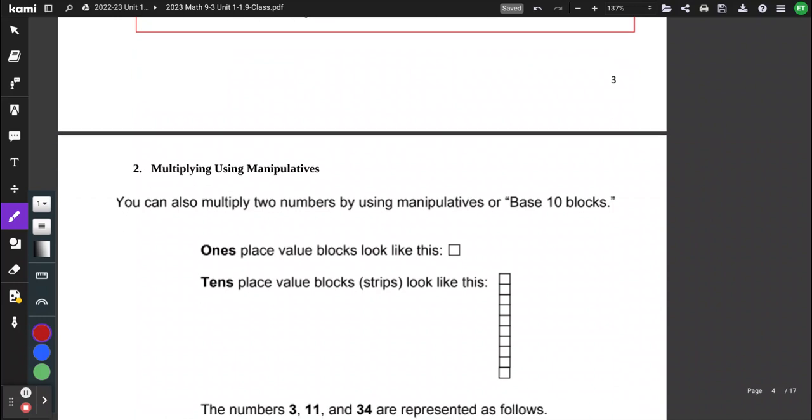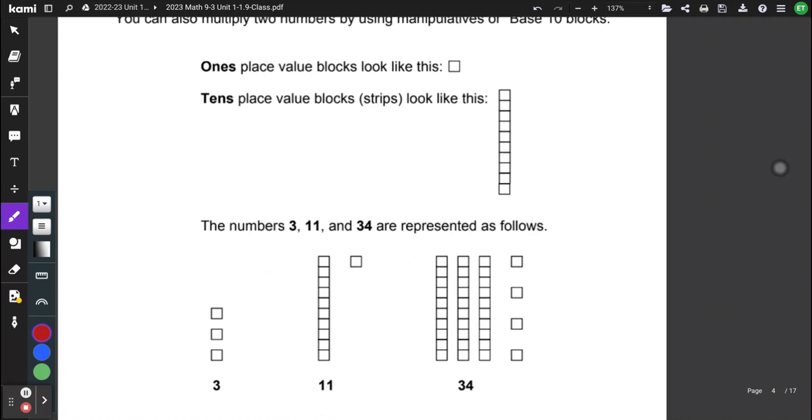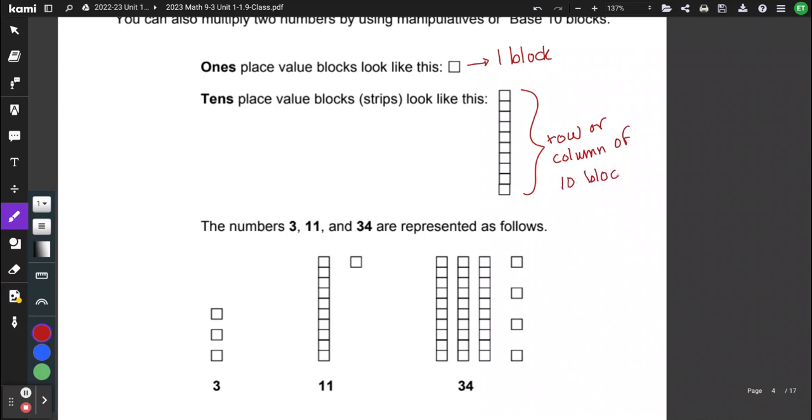Now, how would we do it? Look at page 4. How would we do it with manipulatives? What if they gave you base 10 blocks? How would you do it? Well, one teeny block would be a place value of 1. The 1's place is 1 block, 1 square. 10s is going to be a row or column of 10 blocks.